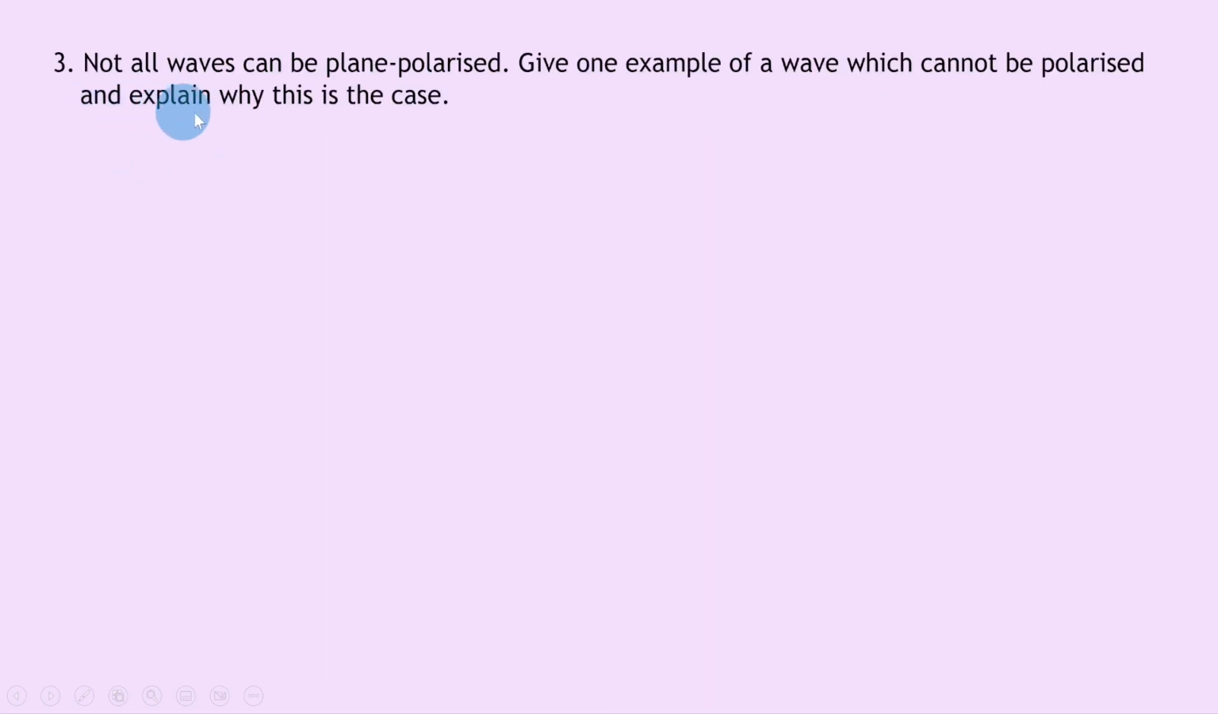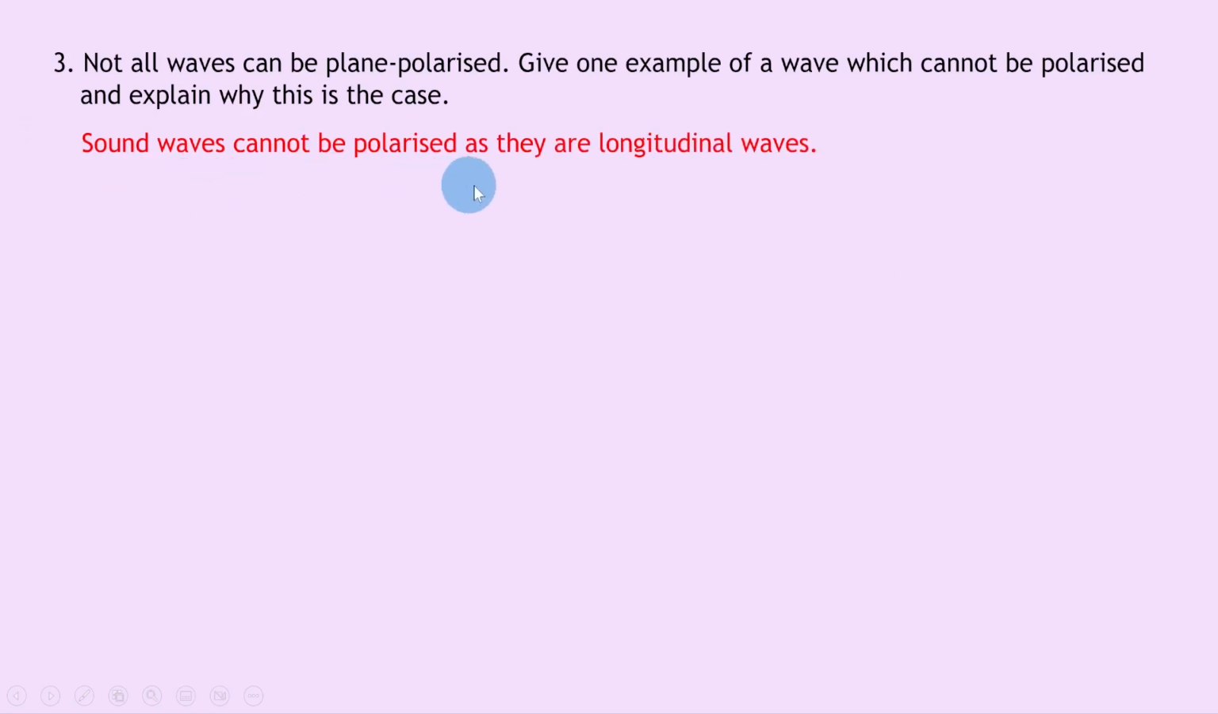Lastly, question 3 says not all waves can be plane polarised. Give one example of a wave which cannot be polarised and explain why this is the case. Well, we can say that sound waves cannot be polarised as they are longitudinal waves. Only transverse waves can be polarised.